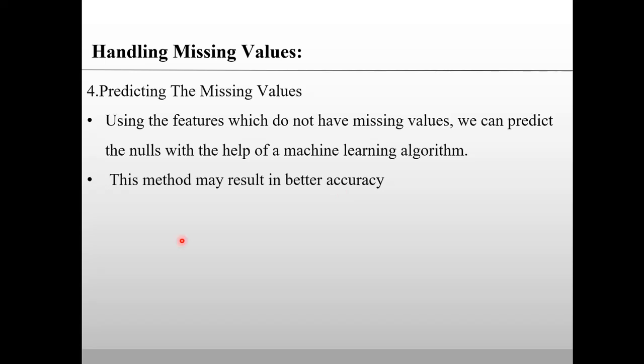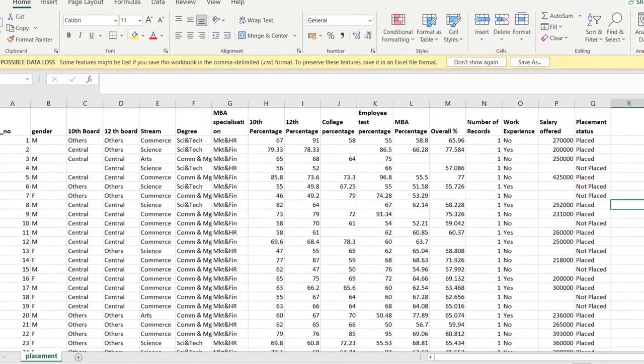Now we will move on to the hands-on session. I have taken a placement data, which is a CSV file. This data has the features named serial number, gender, 10th board, 12th board, stream, degree, MBA specialization, 10th percentage, 12th percentage, college percentage, employee test percentage, MBA percentage, overall percentage, number of records, work experience, salary offered, and placement status. This data set is used for predicting whether a student will get placed or not placed based on these features. How to clean this data and handle the missing values.